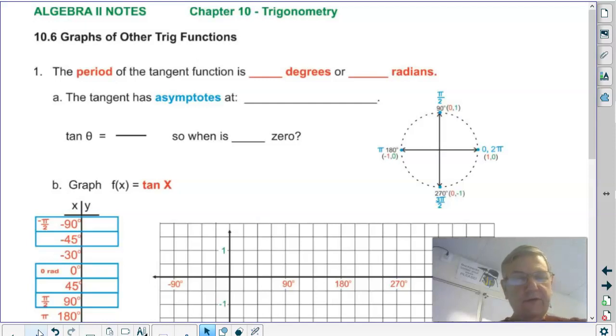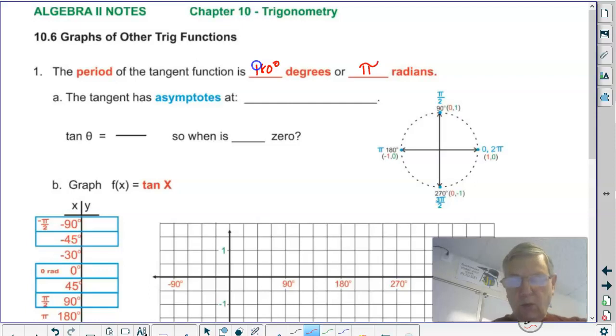All right, so first off, let's think about the period of the tangent function. So what is the period of the tangent function? And we've talked about this before. You may not remember, but it's 180 degrees. So this is different from the sine and cosine, right? The sine and the cosine, the period is 360. Again, the length of one full wave. So when you're talking about radians, that would be pi radians.